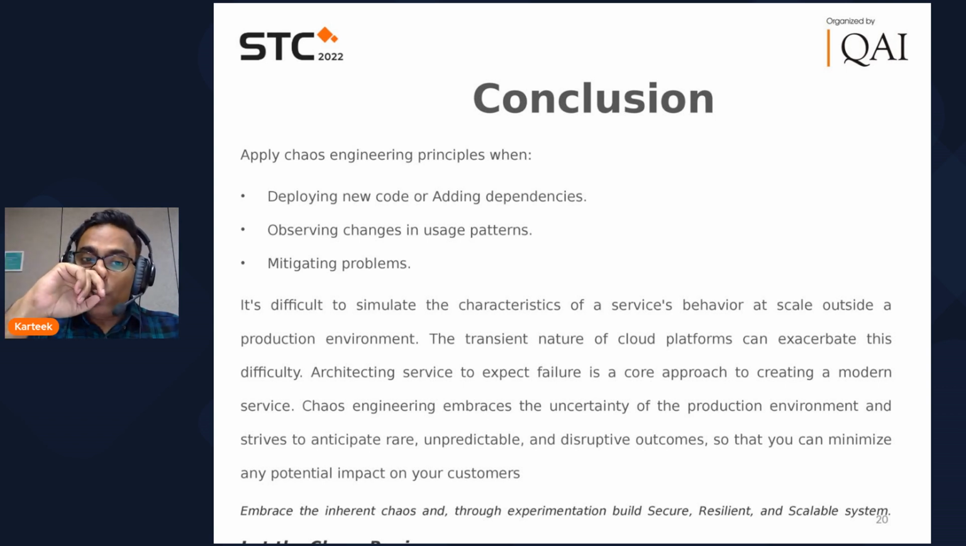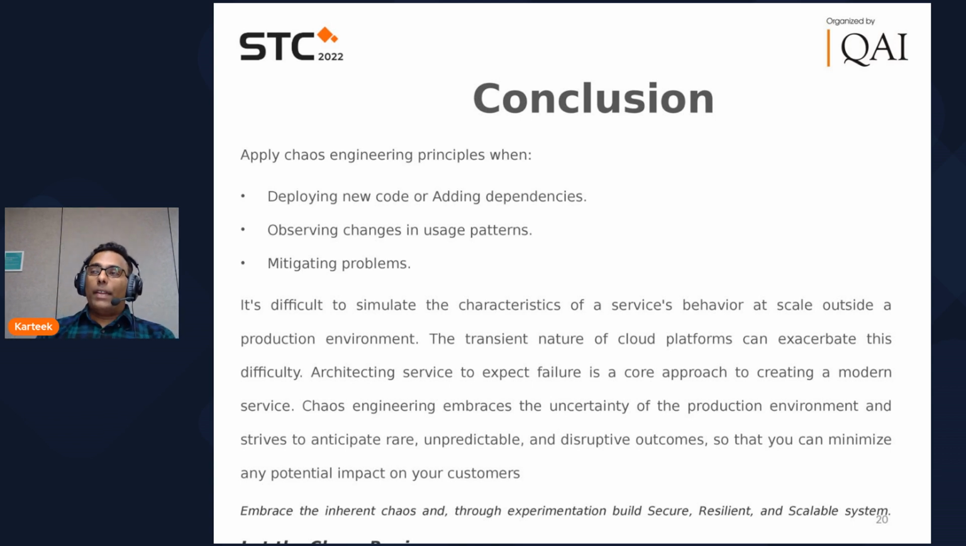Chaos testing needs to be done while deploying new code, and when we observe changes to the usage patterns, we have to come back and change the workload model or the chaos experiments. Whenever we try to mitigate a problem, when we encounter a new problem in production, when we do 5 whys or root cause analysis, see how it can be included in the chaos experiments. Add it to your experiment so that in future it does not happen, or at least you have factored in a recovery mechanism for it.